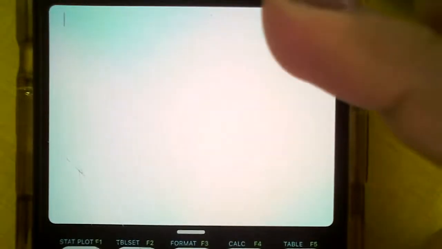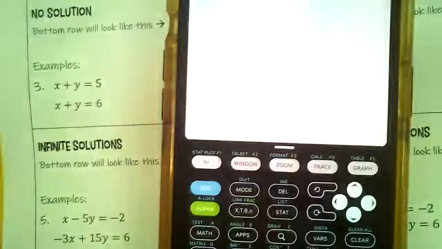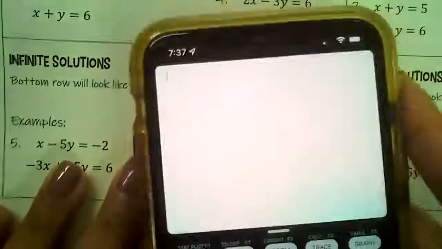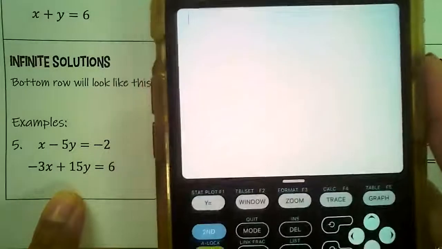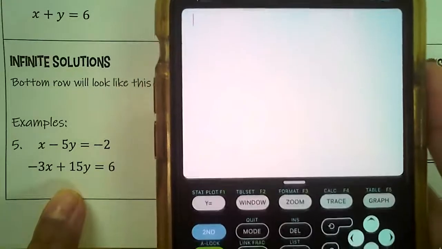So the example is number 5. So just follow along. Number 5 has x minus 5y equals -2, and then -3x plus 15y equals 6. Let me get my extra examples. I'm just going to have to zoom out on this camera. So this is the extra example I'm doing right here, because I'm not sure if you can see this on your video. Here we go.